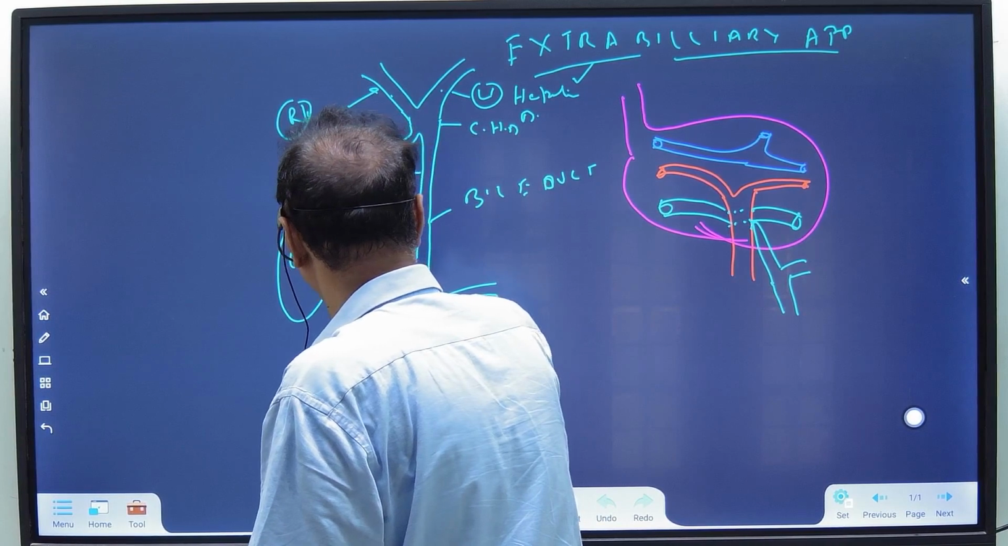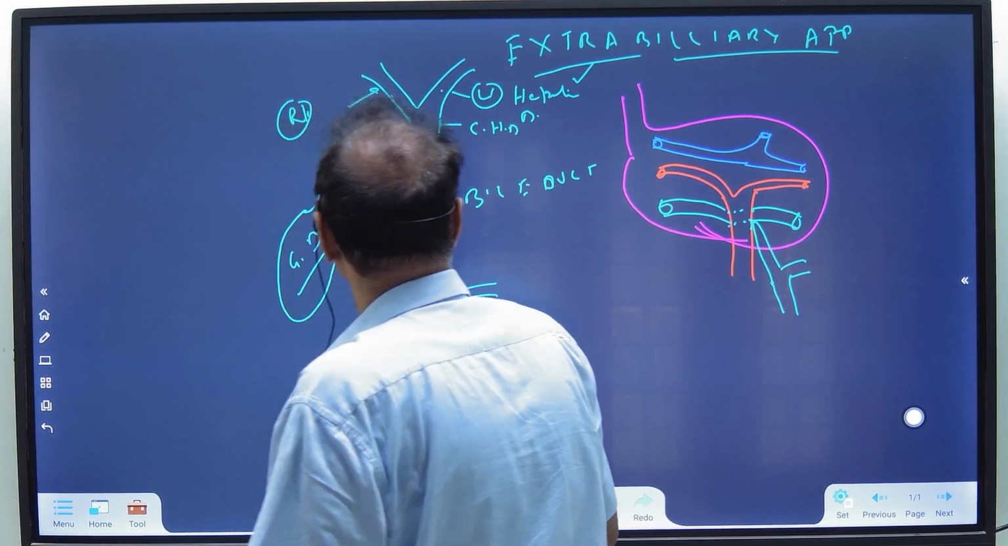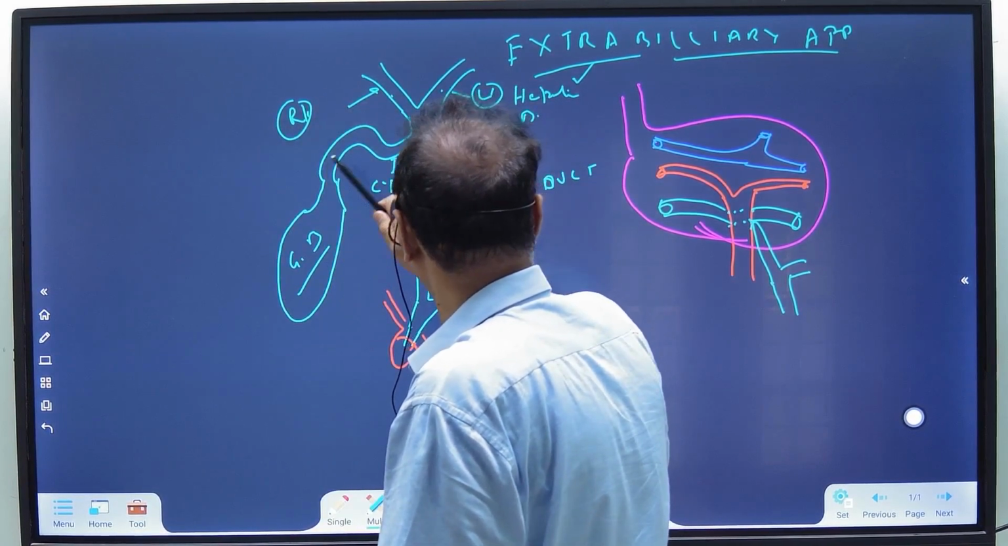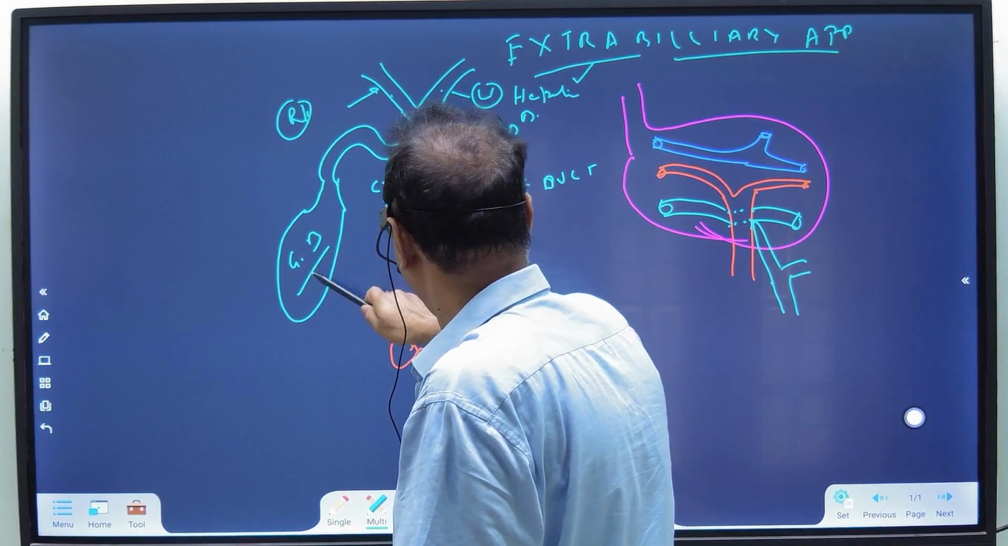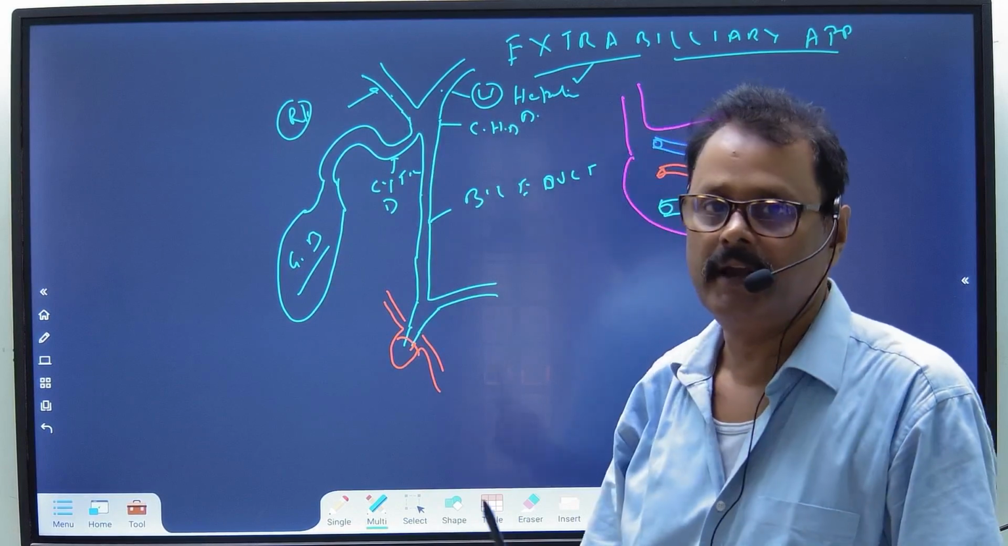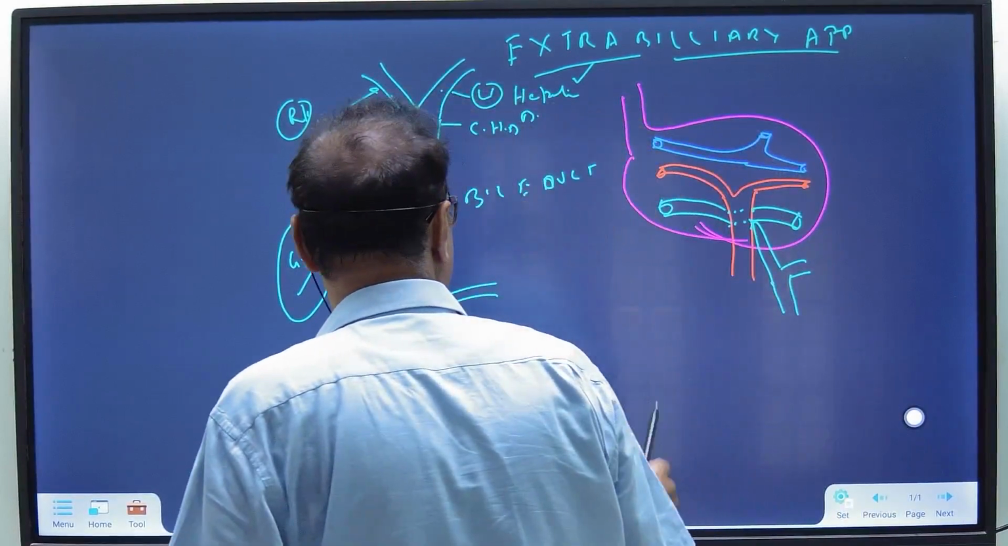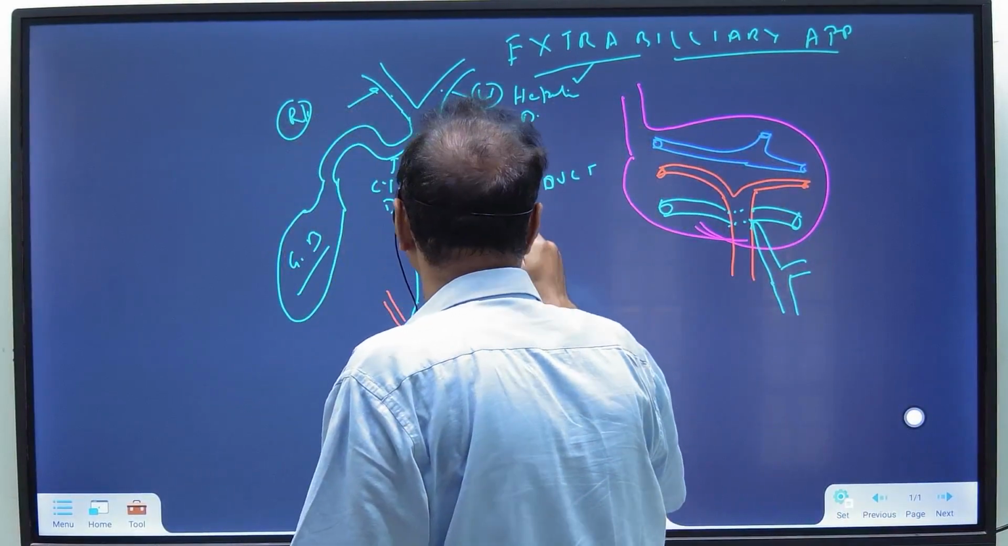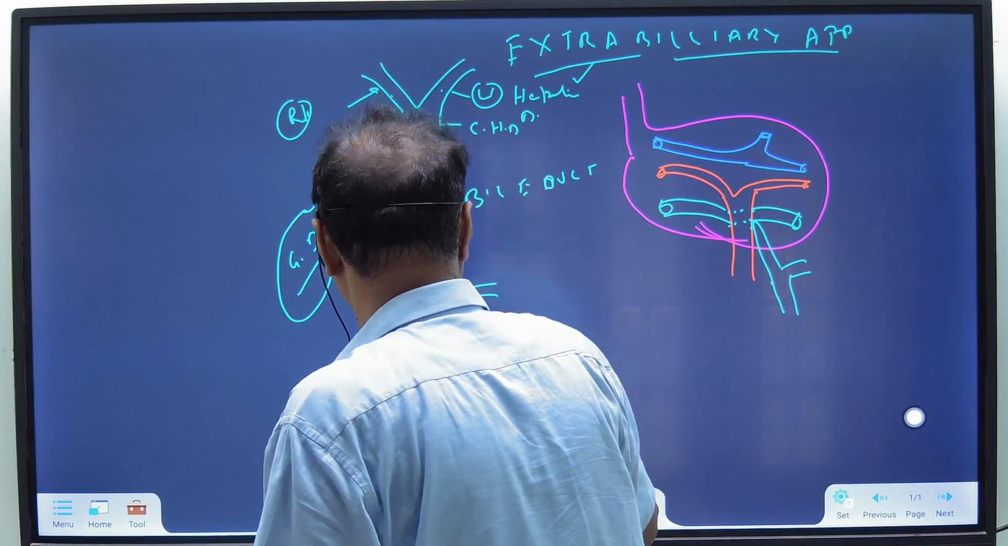And here we have got the gallbladder. So the right and left hepatic duct, common hepatic duct, gallbladder, cystic duct, and the bile duct come under the heading of the extrabiliary apparatus, and we will go to each and every structure one by one.